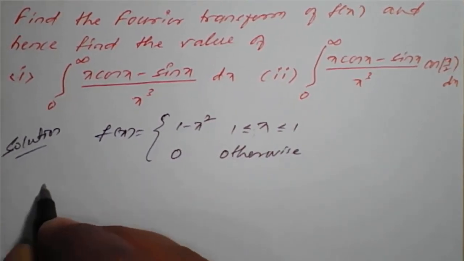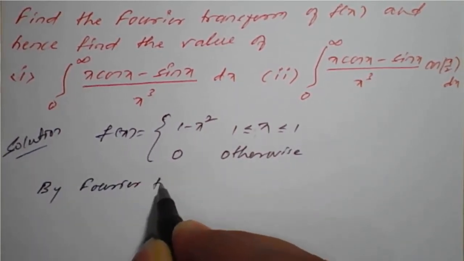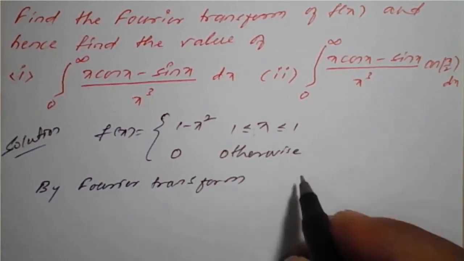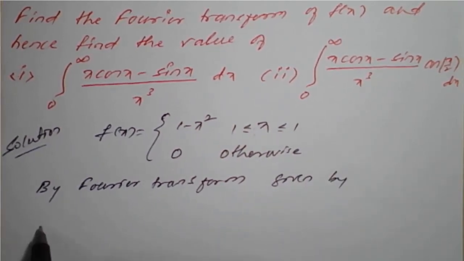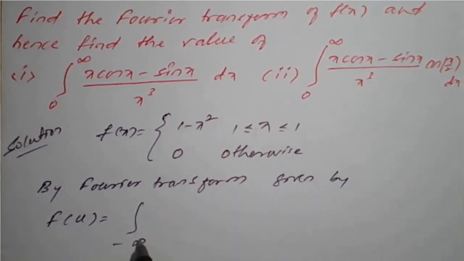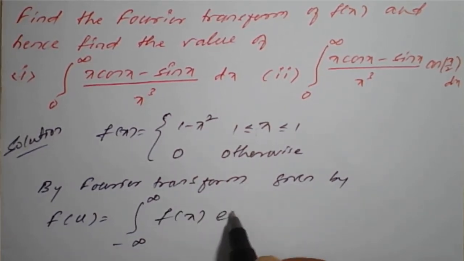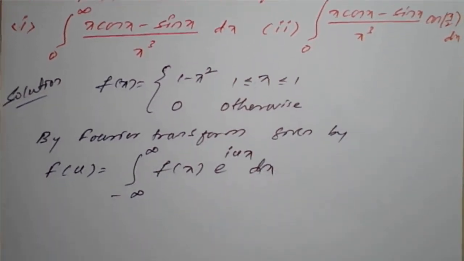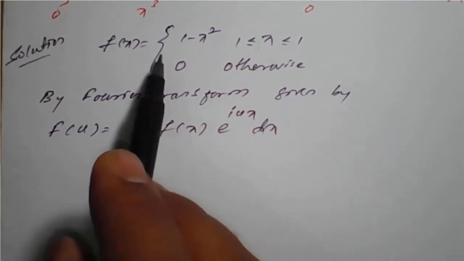Now, by definition of Fourier transform, what is the Fourier transform here? Capital F of u is equal to integration from minus infinity to plus infinity of small f of x into e raised to i u x into dx. So this is the definition of Fourier transform, and we will apply it here.